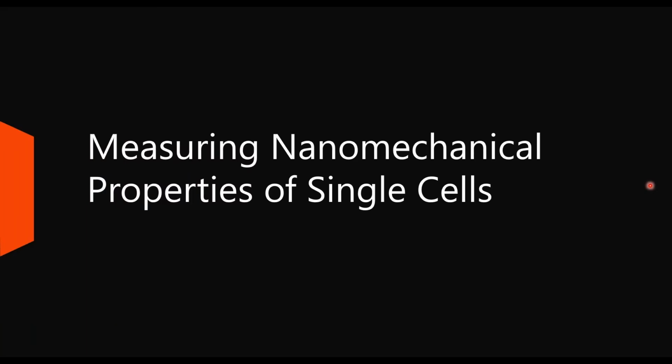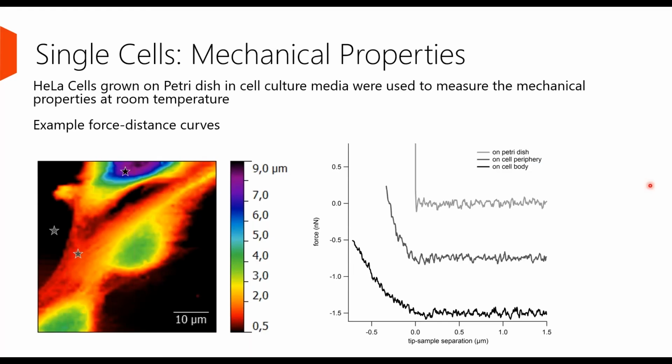You can also measure nanomechanical properties of cells, of live cells. So here's an example of a HeLa cell. It was grown on a petri dish in cell culture media, and this was done at room temperature. But you can also try to keep the cells happy at a little bit higher temperature.